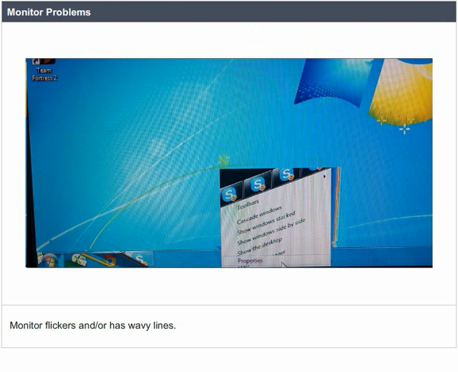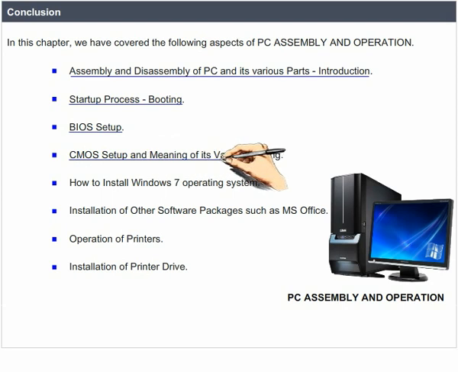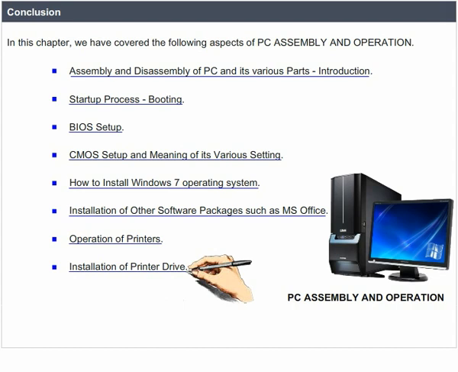Conclusion. In this chapter, we have covered the following aspects of PC assembly and operation. Assembly and disassembly of PC and its various parts. Introduction, startup process, booting, BIOS setup, CMOS setup and meaning of its various settings, how to install Windows 7 operating system, installation of other software packages such as MS Office, operation of printers, installation of printer driver, backup and restore operations, troubleshooting of PC problems.